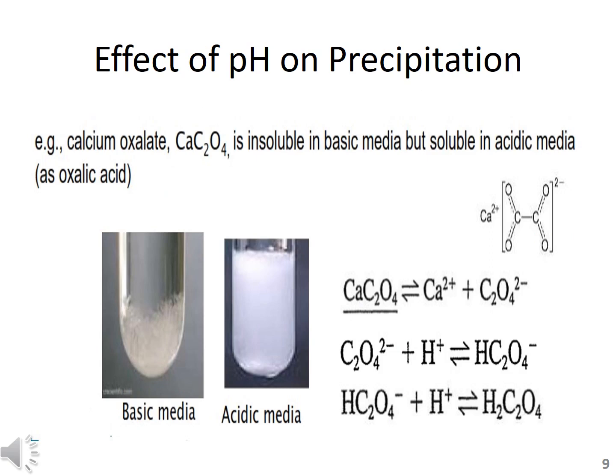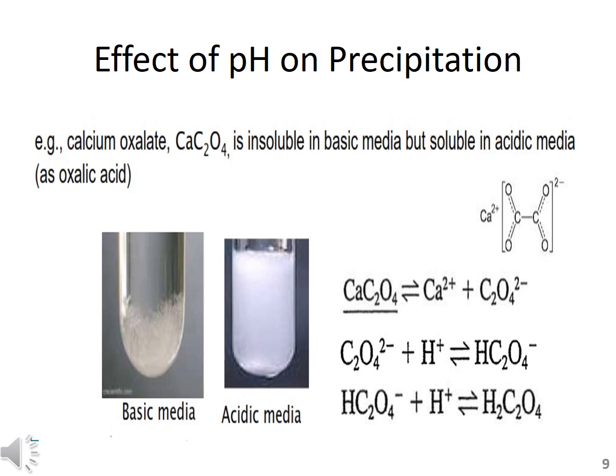This slide actually shows the impact of the environment on the process of precipitation. Impact of environment means the acidity of the environment or the basicity of the environment. If the environment is basic, then what happens? And if the environment of the reaction chamber is acidic, then what will be observed in the case of precipitation? So when we are dealing with calcium oxalate, it's insoluble in basic media, but this calcium oxalate is soluble in acidic media as oxalic acid.